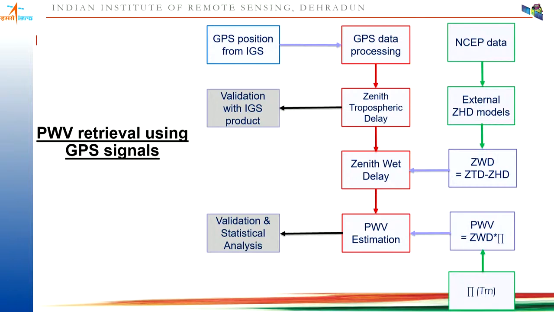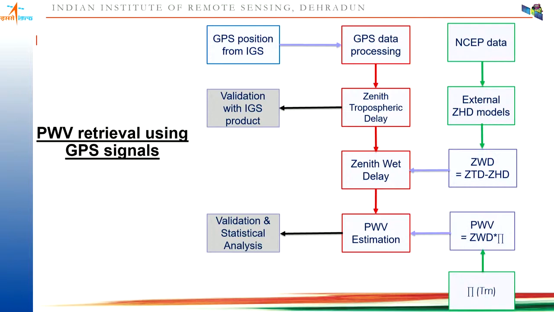the zenith hydrostatic delay. You can also utilize maybe AWS data or met sensor data, which is near to the CORS receiver, and utilize its data for estimation of the zenith hydrostatic delay. Then finally you can subtract it from the zenith tropospheric delay, and you will get the zenith wet delay. That zenith wet delay you multiply by one constant, and you can get the PWV at a particular point.